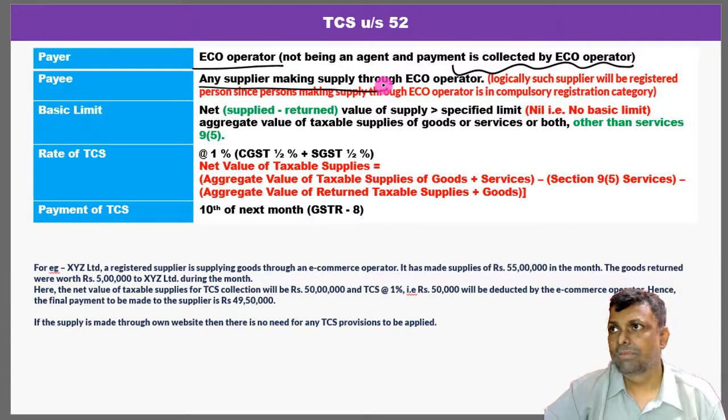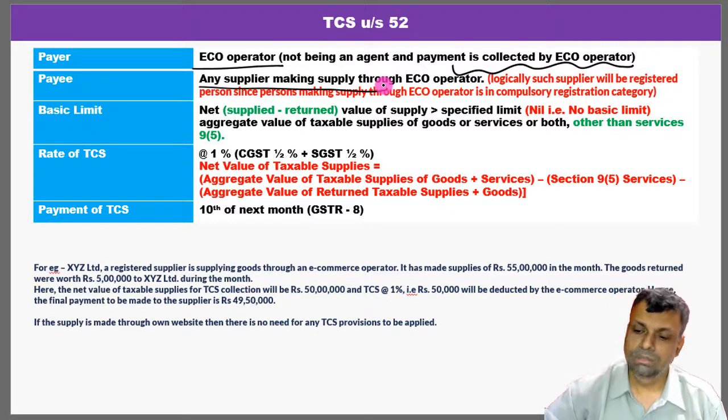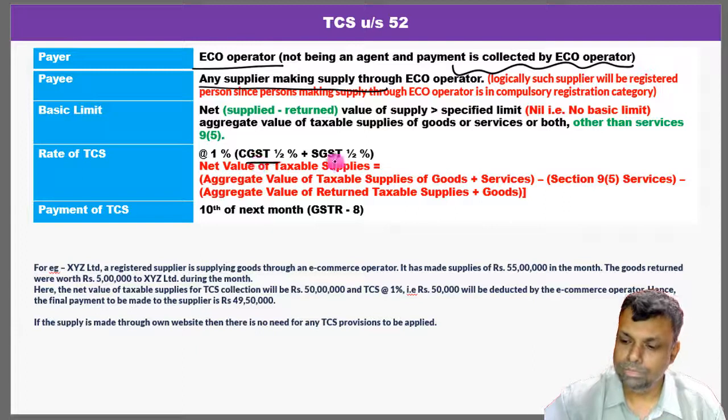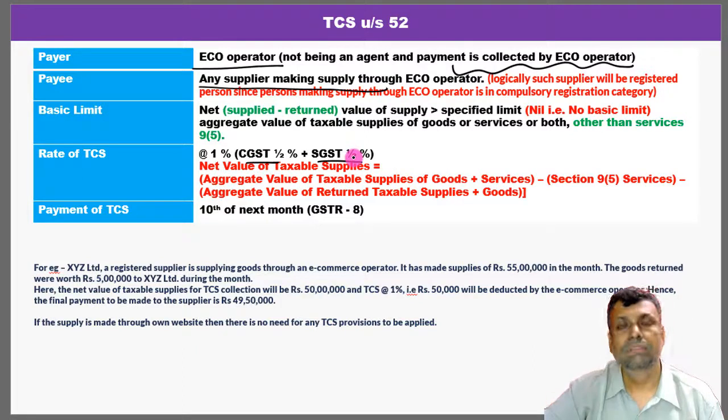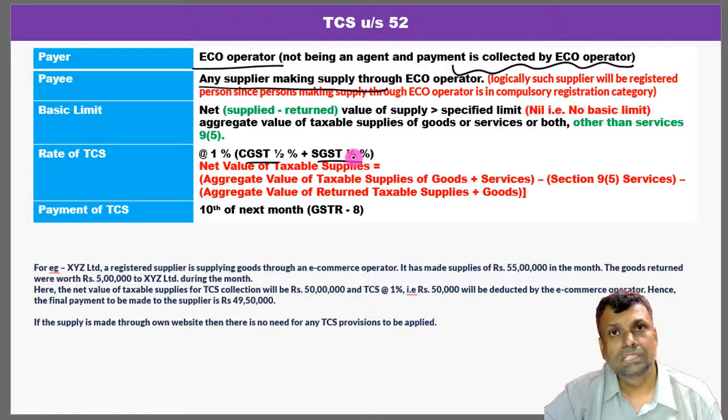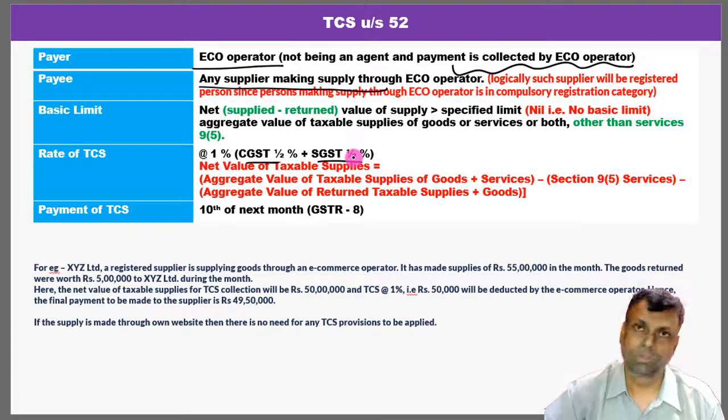Now logically friends, every person who is making the supply through the e-commerce operator is in the compulsory registration category. So logically you can say that such a person will be a registered person, but that's only the logical conclusion. The TCS rate that has been provided is 0.5%. That means it is CGST 0.5%, SGST 0.5%. In case IGST comes into picture, it will be 1%. So these are the rates of TCS which have been provided.